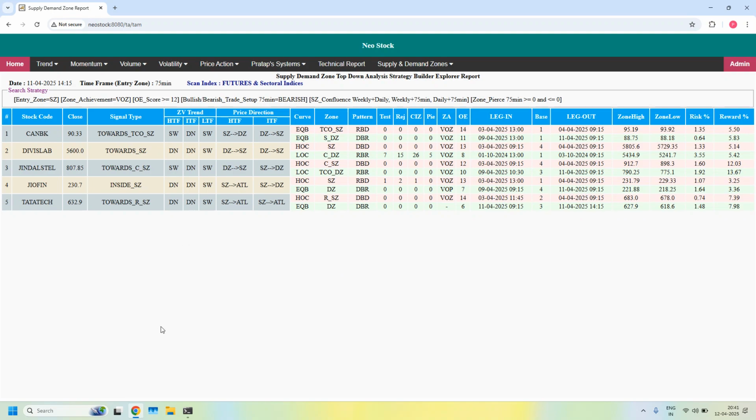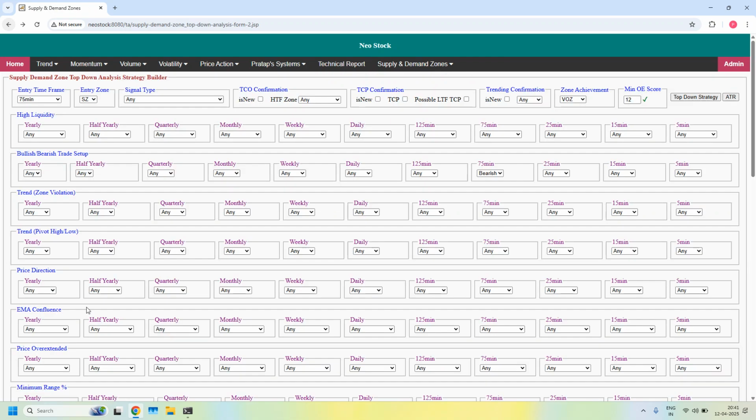Out of these 3, if any of the weekly supply zones are having weekly EMA confluence, then the overlapped 75-minute supply zones inside weekly might be having even much more strong order flow. And they might be having much more high probability to get success. Let's verify. In the EMA confluence, at a weekly time frame, I'm checking weekly supply zone having weekly EMA confluence or not.